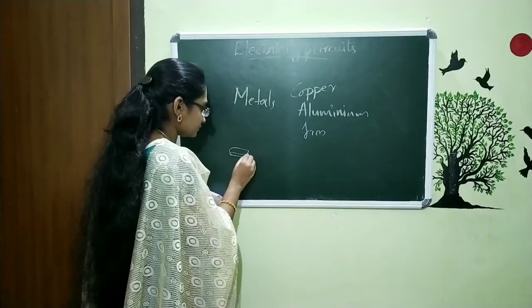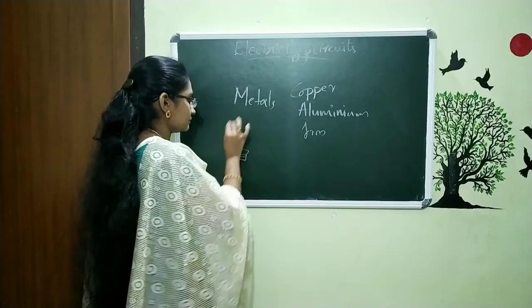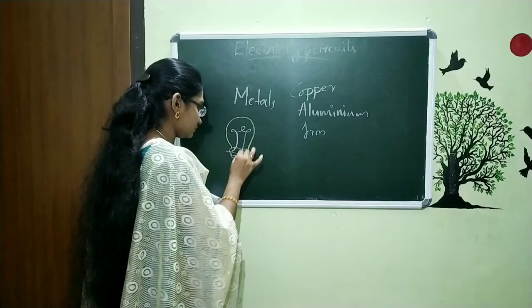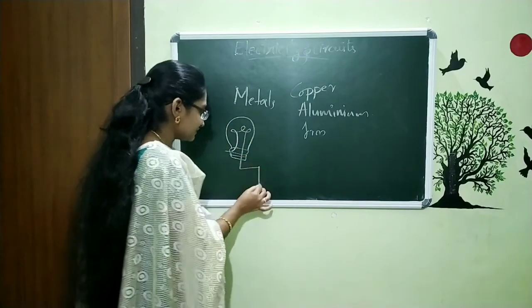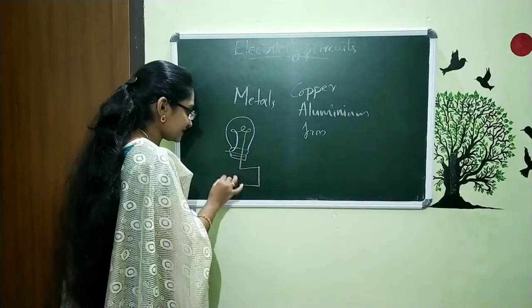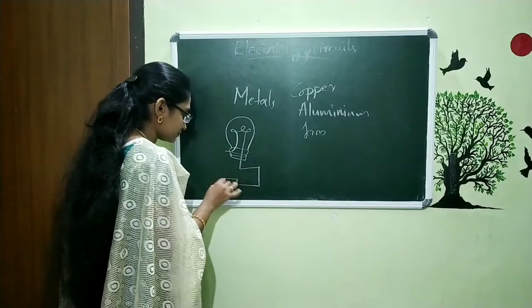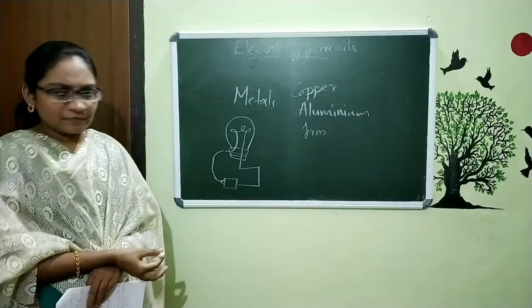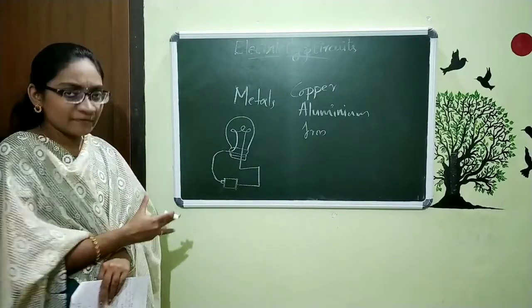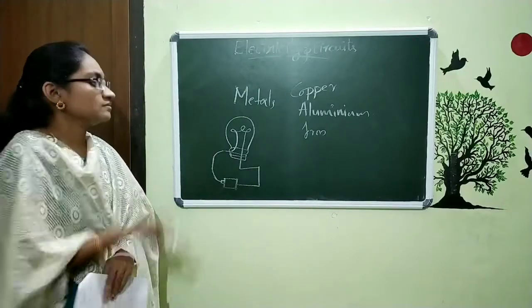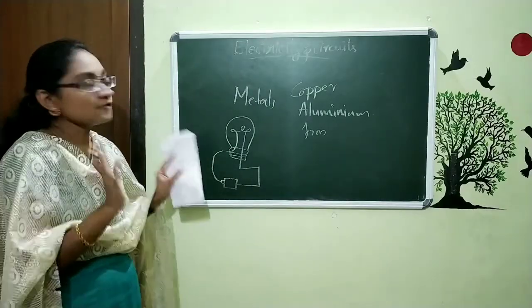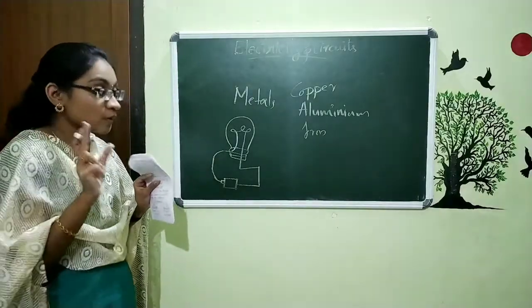Here, I have one bulb. I am just connecting one cell to the bulb. So, this is one complete circuit. No break is there. This bulb is good. This cell is also good. So, of course, this will glow.